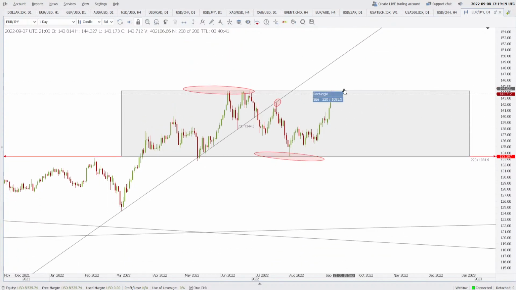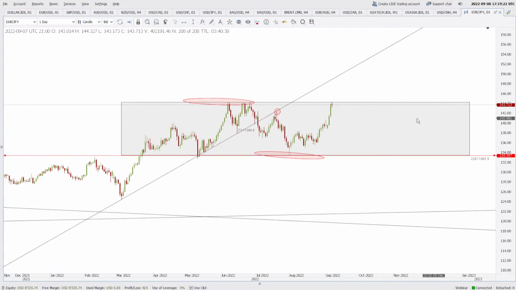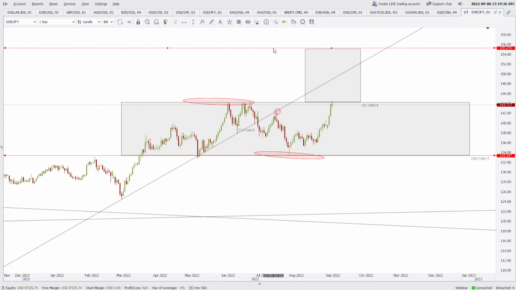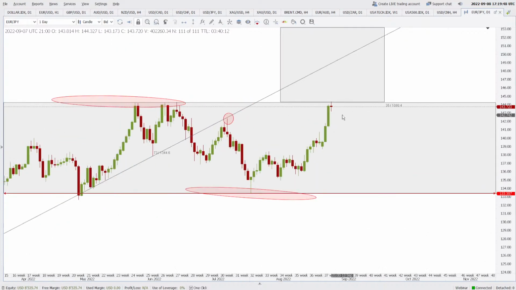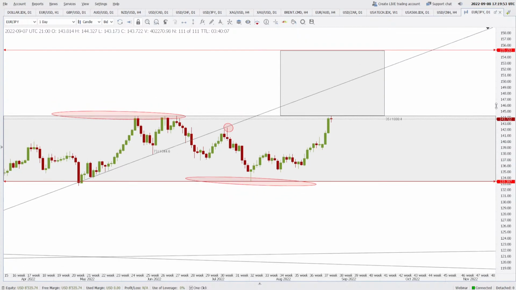Now if it makes a new high, till what level can it go? That is the answer that we already have. Whenever a rectangle is broken, from the breaking point it makes a target equal to the range of that rectangle. So what is the next target if it is broken? 155.15 on Euro JPY will be the next target if it closes a day higher than these highs which it had formed. If we see a green candle closing higher than this, that will open up the way to 155.15 in Euro JPY.